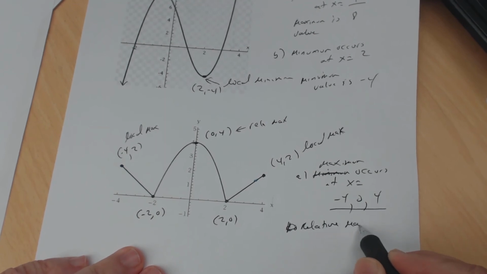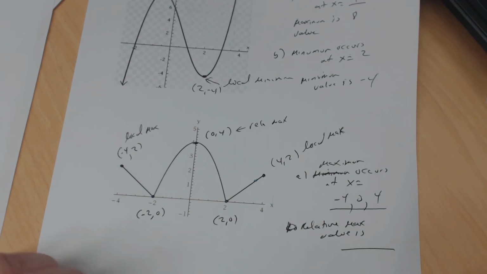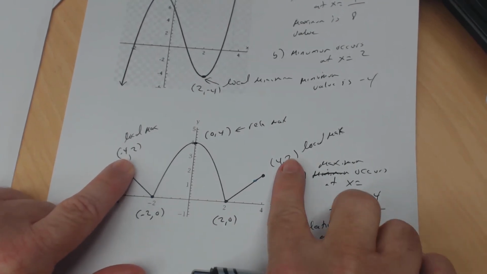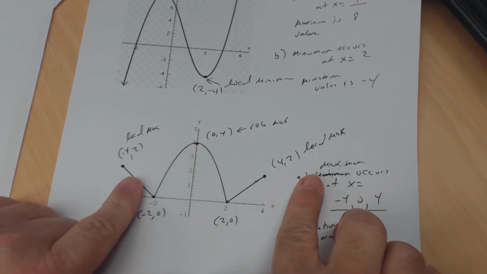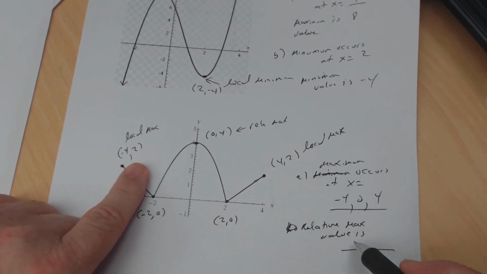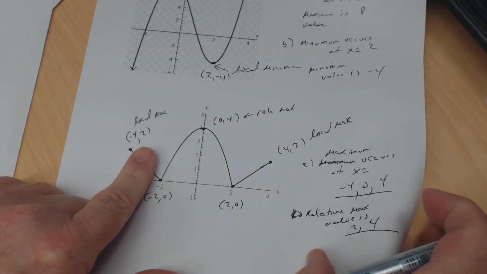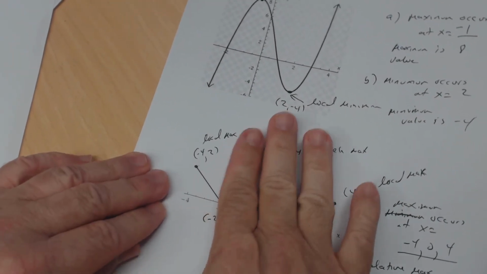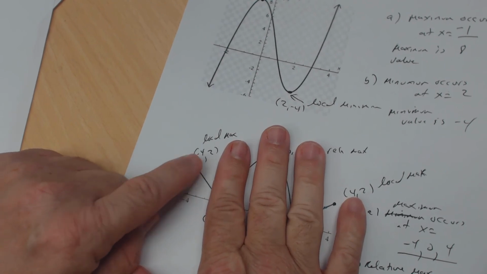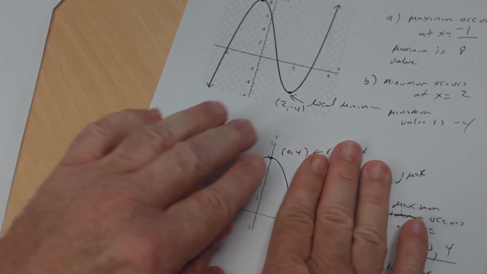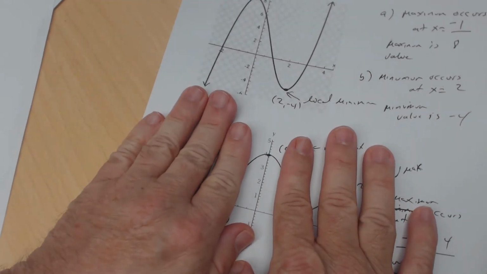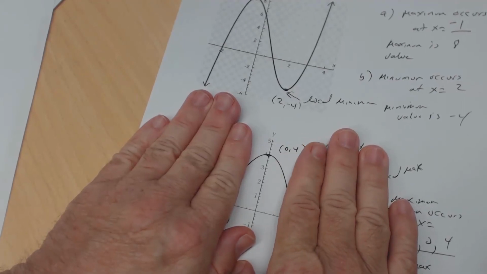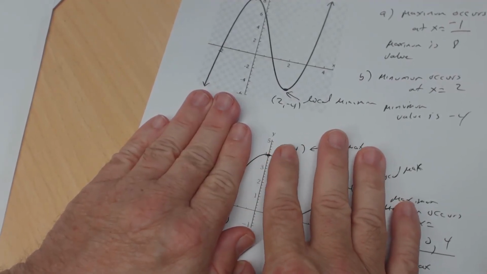The relative maximum value is blank. Well, this one's 2, this one's 2, this one's 4. So the 2 is listed twice, you only list it once. So it's 2 and 4. Okay? 2 and 4. So in this little localized area, my maximum y value is 2. In this localized area, cover everything else, my largest y value that I see will be a 4.